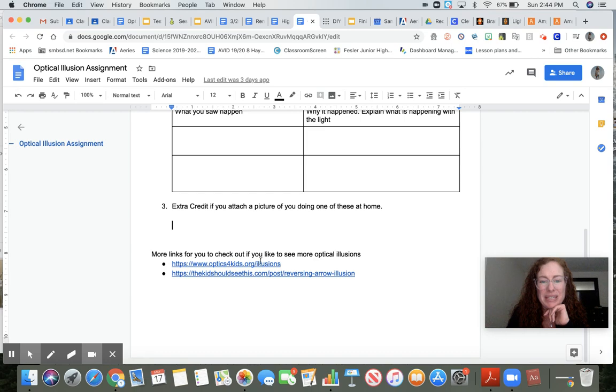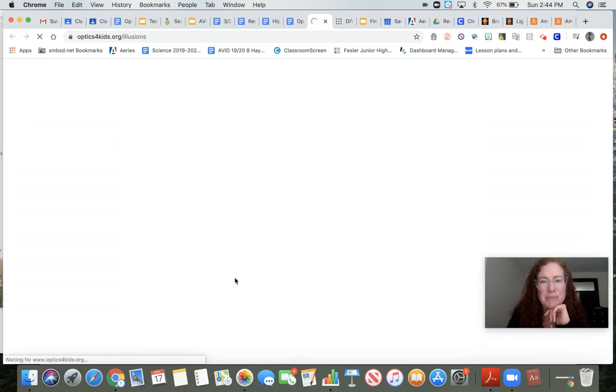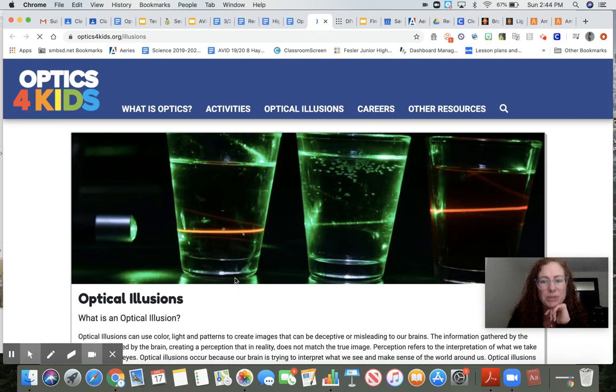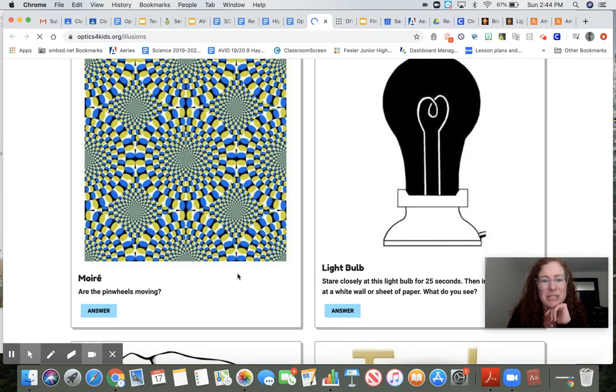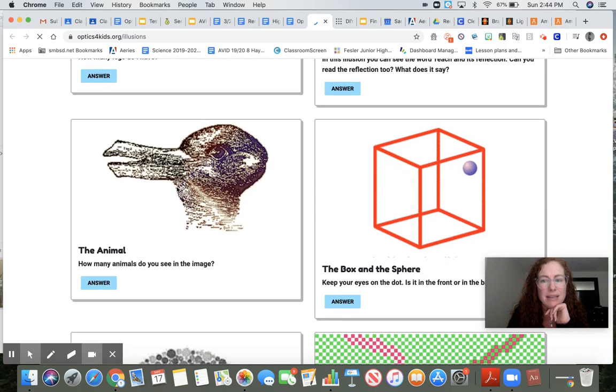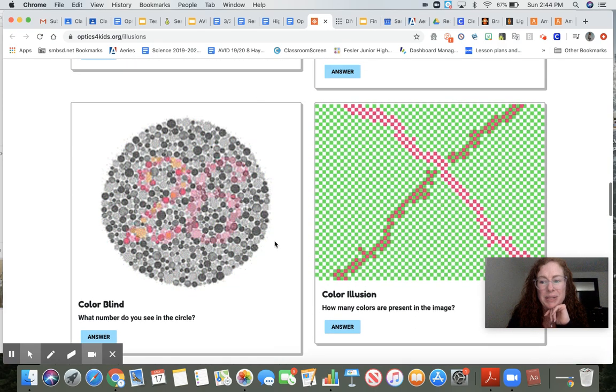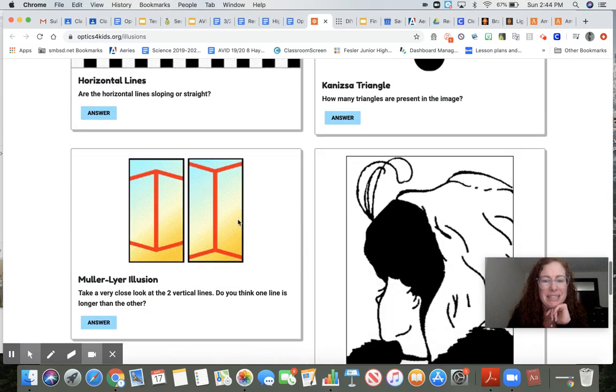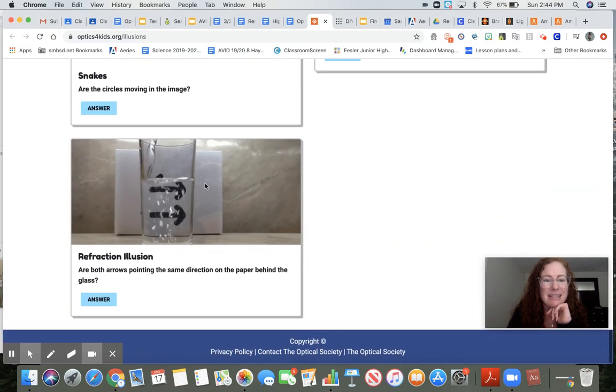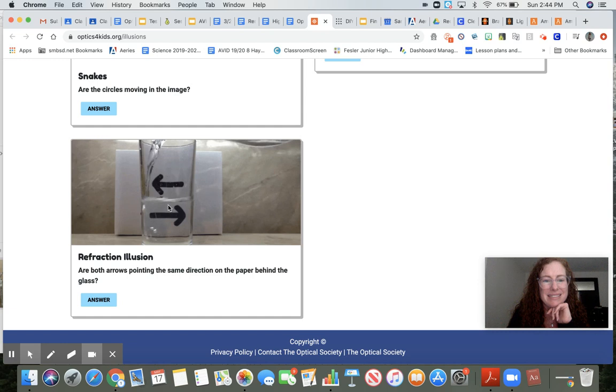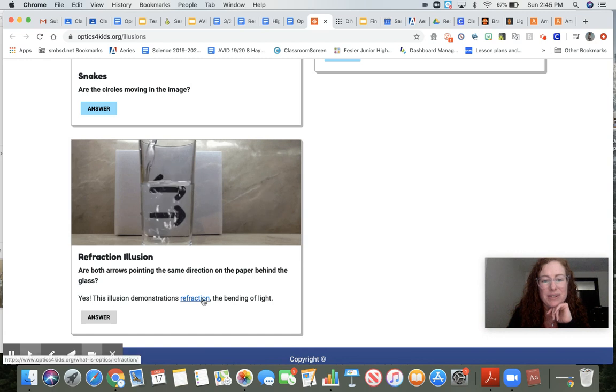And then you can see some more cool optical illusions. These ones are some of the ones you've seen. Why they work is because these ones are more like your brain is doing it. Colorblind is always a fun, good one. This one is refraction. Watch what happens. The arrow was facing the other way, and now the arrow is facing that way. And it's because of refraction.